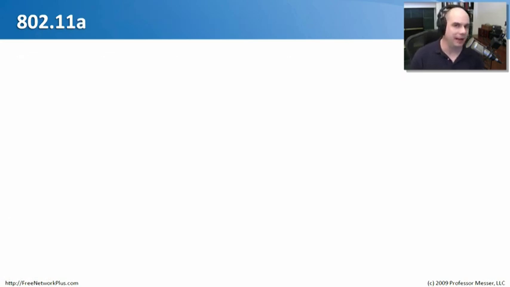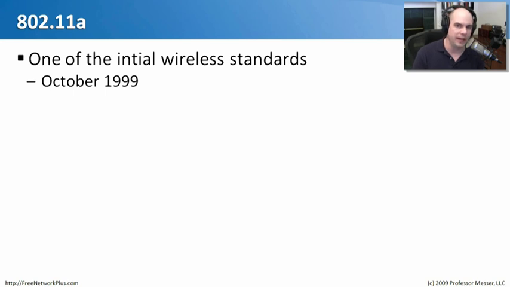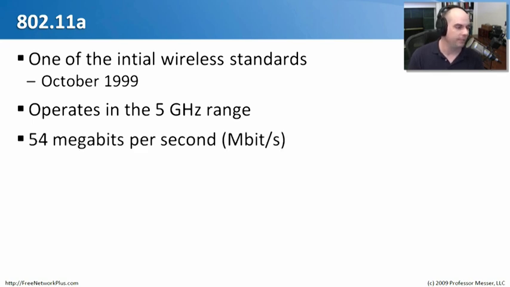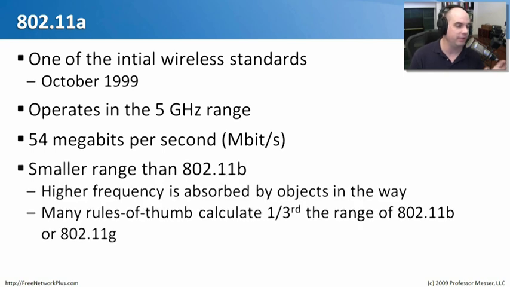Let's talk about 802.11a. This was one of the original wireless standards. It came out in October of 1999, and it operated in the 5 gigahertz range. At the same time there was 802.11b, which was in a completely different range. We're going to look at 802.11b in just a moment. A was in this 5 gigahertz range, but it ran very quickly. It ran at 54 megabits per second, especially compared to the other wireless technologies of the time. That was very, very fast. Now, this had a smaller range than 802.11b, relatively speaking anyway, because it ran at 5 gigahertz.